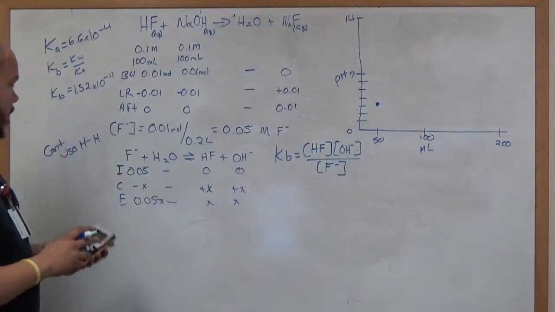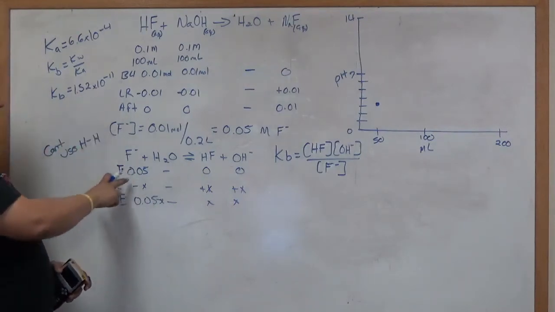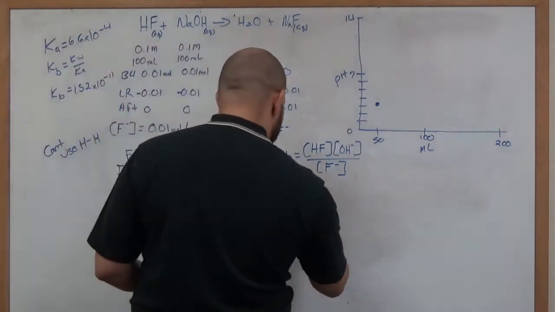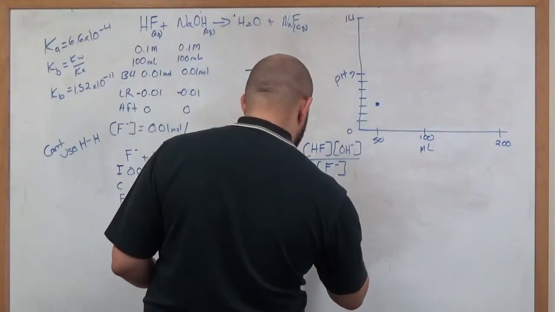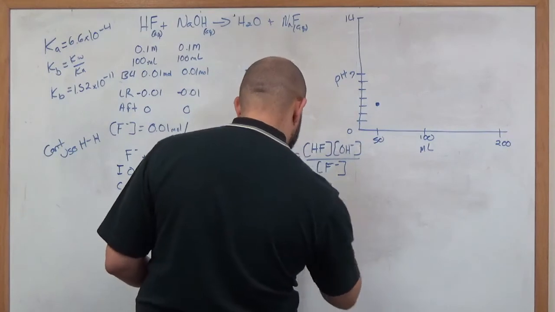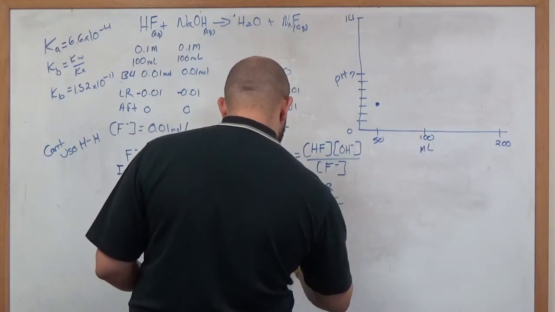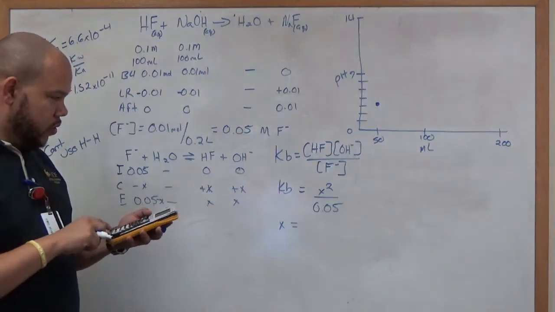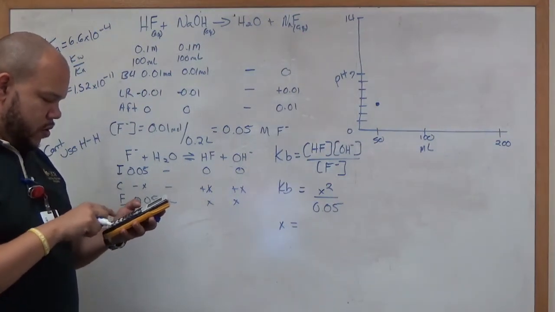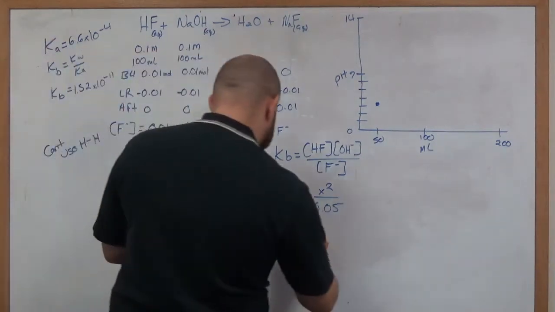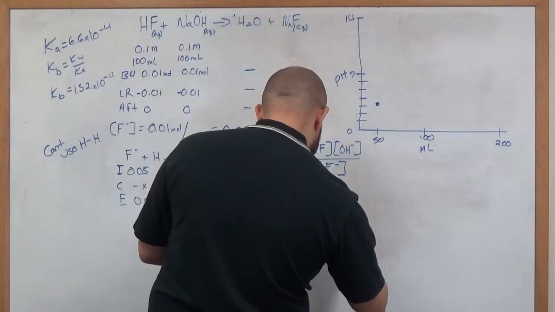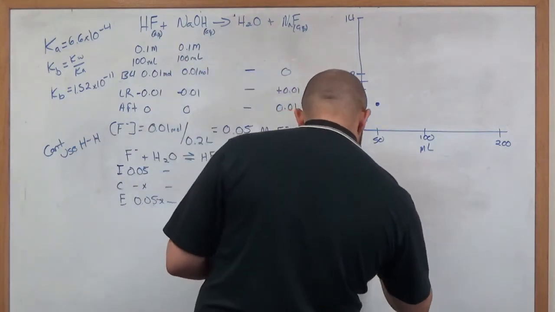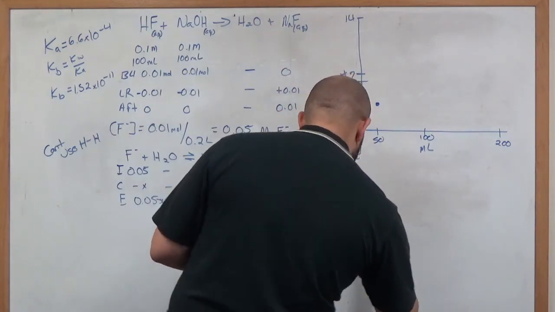We can take a look and we can just see that Kb and concentration are hugely different, so we can drop x. So now we're left with x squared over 0.05 is equal to Kb, which means that we can solve for x using our algebra, and x is equal to the square root, 8.7 times 10 to the negative 7, and this is equal to the hydroxide concentration.